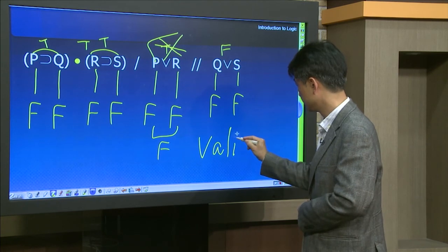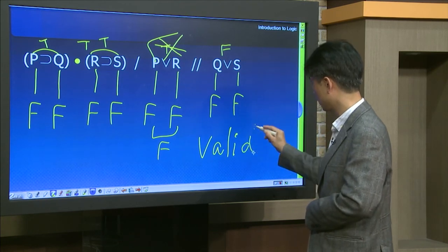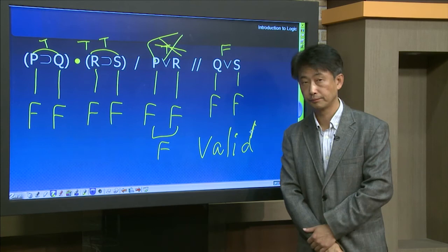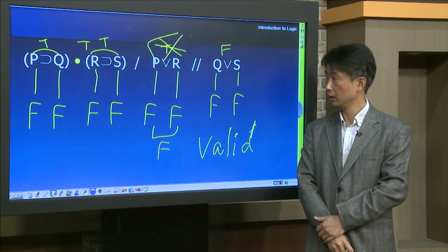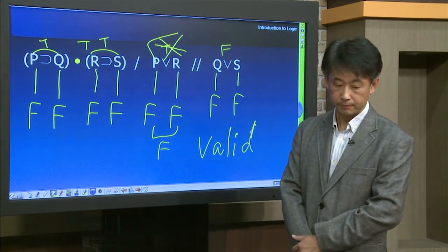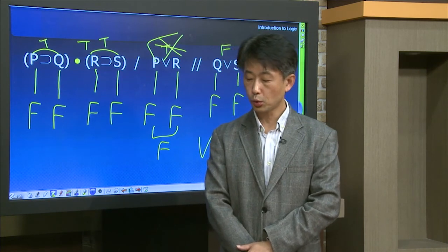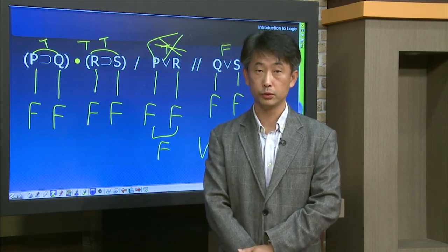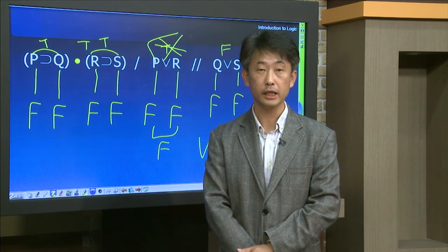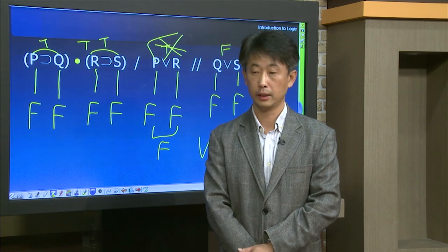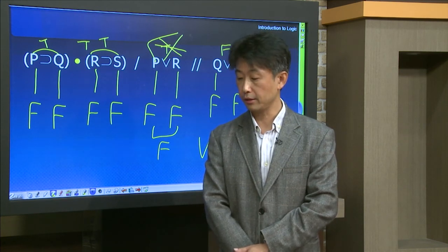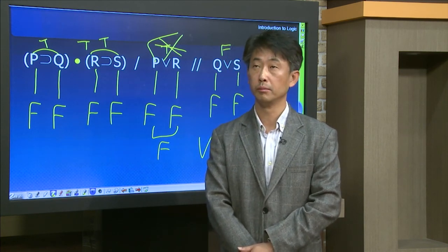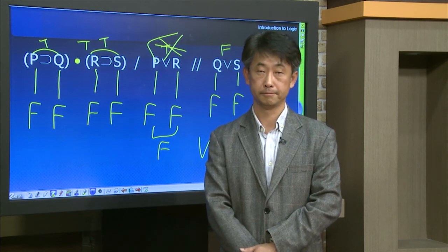Okay? This argument is valid. So using the shortened truth table method to determine the validity of any given argument, okay, is the main thing, the main work for this week. Okay, thank you.